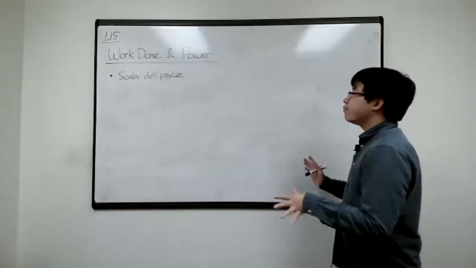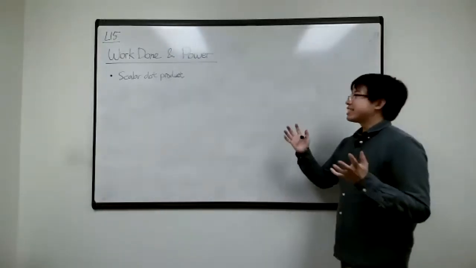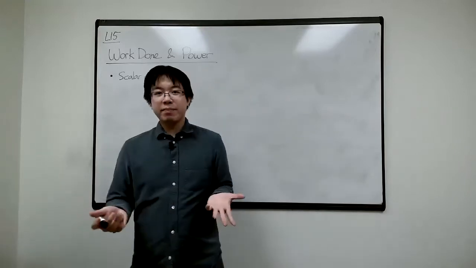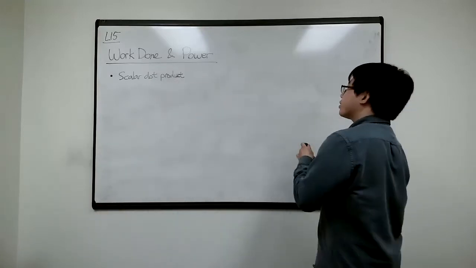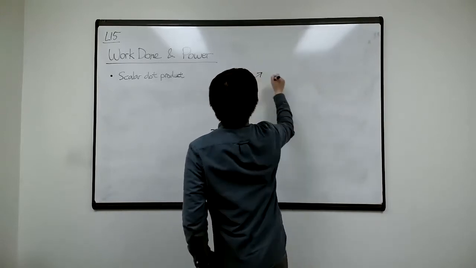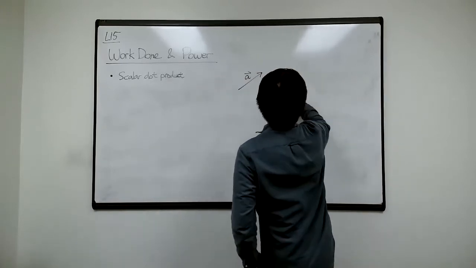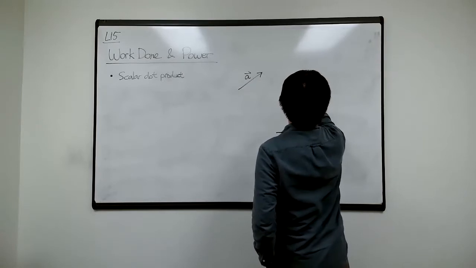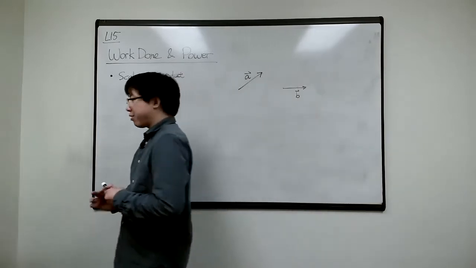Because the definition involves a scalar dot product, we need to understand what it means. Okay, so the motivation of this is we have vectors, right? So we have A, and let's say I have two vectors A and B like this. If I tell you to add them together, you know how to do that.